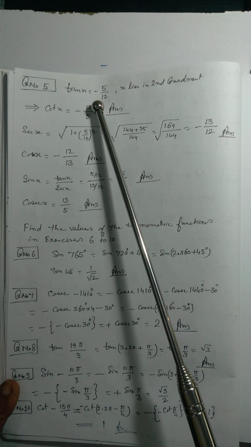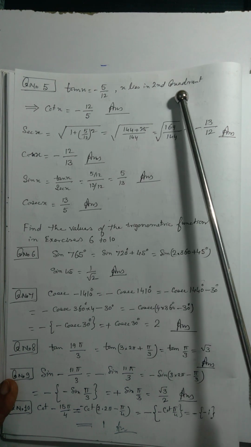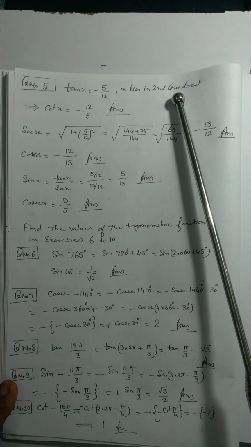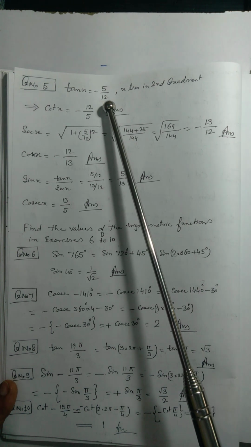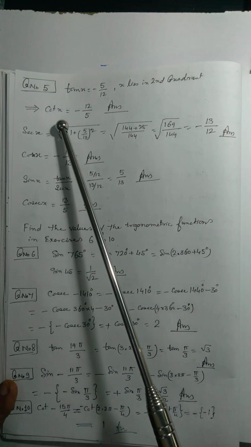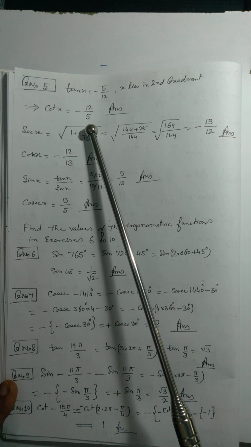Tangent x is equal to minus 5 by 12. x lies in the second quadrant. Therefore, the value of tangent x is already minus. Here it is given. So cot x will be equal to the reciprocal of tangent x, that is minus 12 by 5.